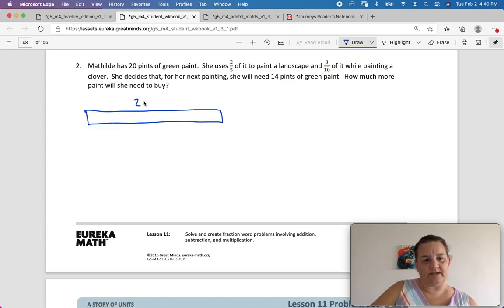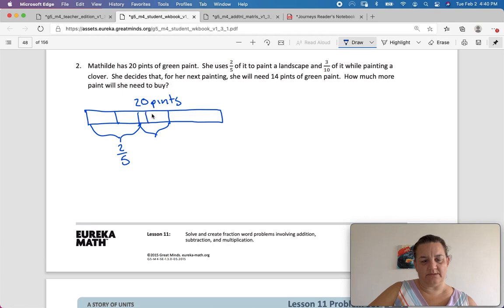pints, right? And she used 2/5 of it, so 1/2 of it for landscape, and 3/10 of it would be about here.